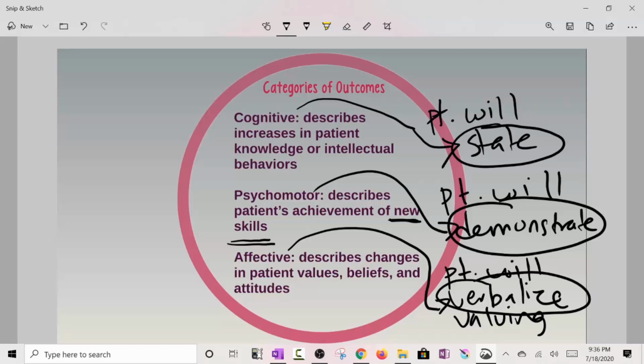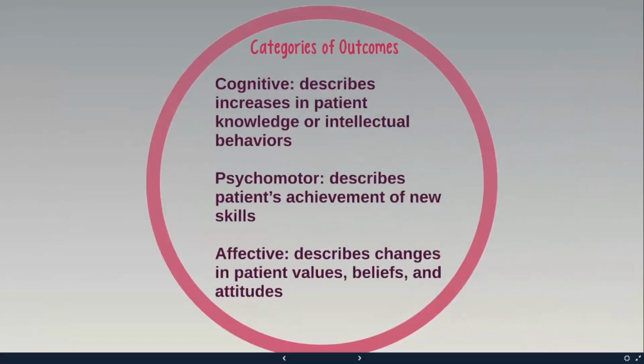So affective are always the hardest, but if you see something that's related to making a change in their values, beliefs, and attitudes, maybe they've decided to stop smoking because they value their health enough, or more now, and want to stop smoking, or maybe they value their health more and they want to make a change in their weight, something like that. So you have to think about if it looks like a change in the values, beliefs, and attitudes, that's going to go along with the affective outcomes.